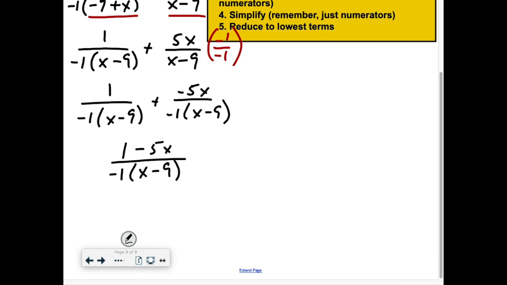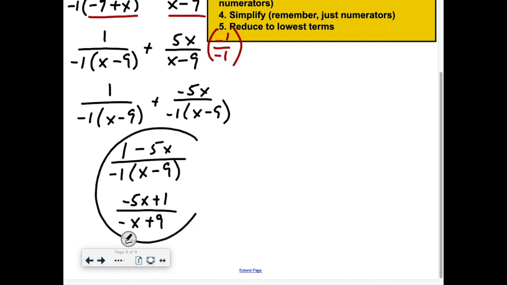And you can leave it like this if you want, or you can write in standard form by putting the variable first and just distributing that negative 1 in. It's your call. Either one of these I would accept, and I hope Delta Math does as well.